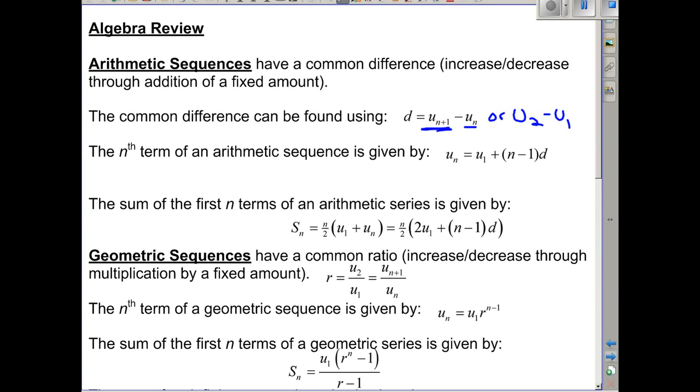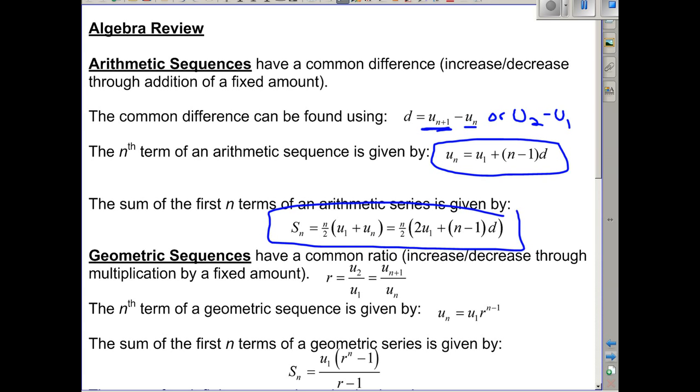The nth term of an arithmetic sequence is given by this formula right here, which is in your formula booklet. And the sum of the first n terms in an arithmetic series is given by these two formulas. So there are different formulas for it. You're going to choose which one you're going to use based on what you know. So this one over here is good if you know n, the first term, and the last term. This one over here is great if you know n, the number of terms, the first term, and the common difference.